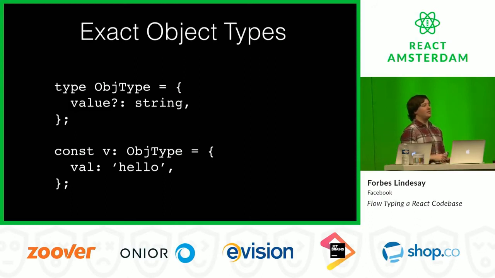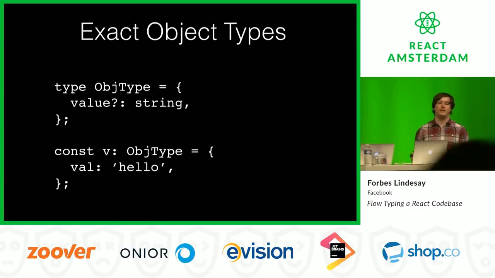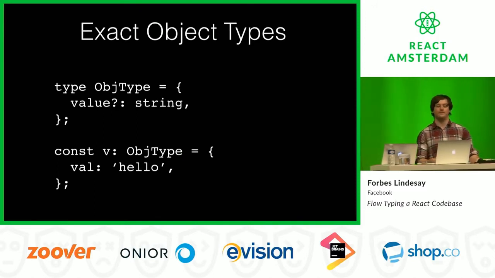Exact object types are a new and very useful feature that catch a really common kind of mistake. In this example, I've declared a type that is an object that has a property value that's optional. The question mark after the word value means that that property is optional. We don't have to provide it, but if we provide a value, it has to be of type string.